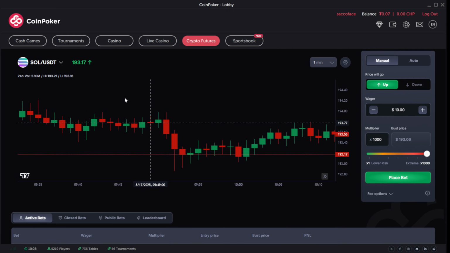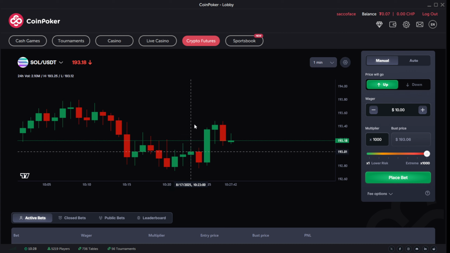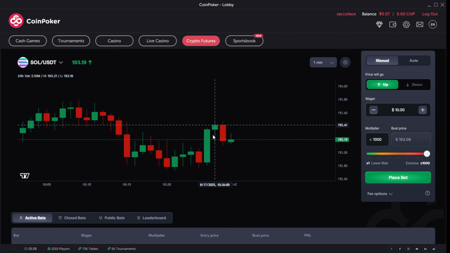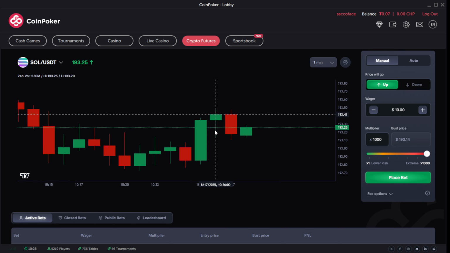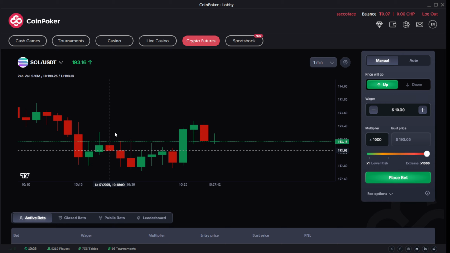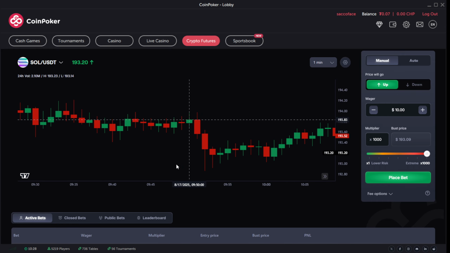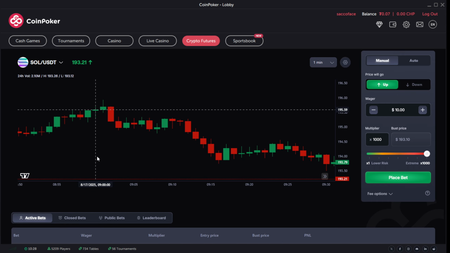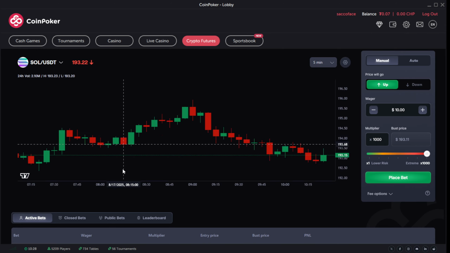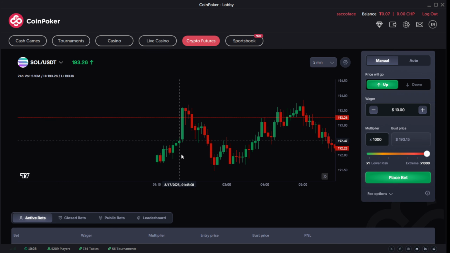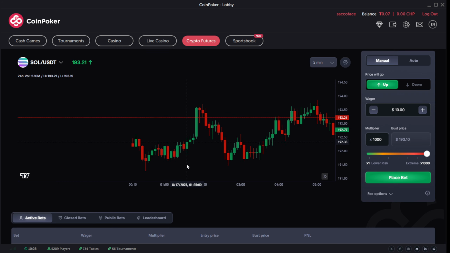Let's keep going. Let's find another one. This is a big green candle. I would say that means some upward price action in the long run. I would be watching for that. And then what other ones can we see here? Let's go back to the 5-minute.